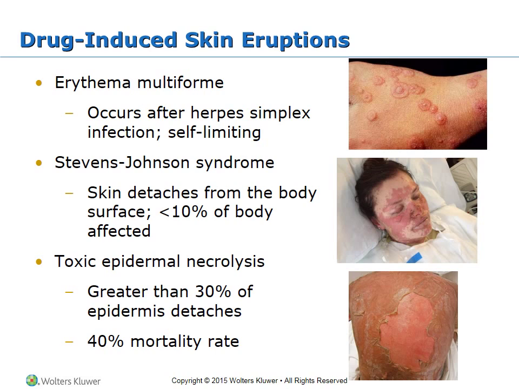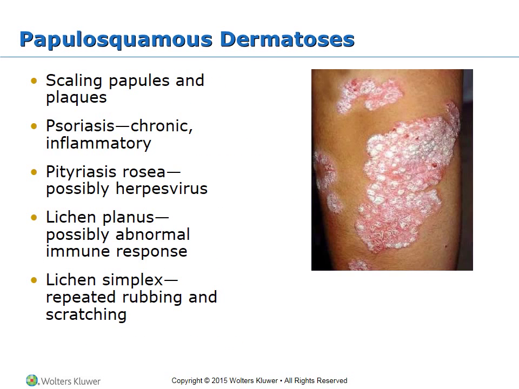The last one listed here is toxic epidermal necrolysis, and this is greater than 30% of the epidermis detaching, and there is a 40% mortality rate. So these patients are for sure admitted to a burn unit. You can see here it very much looks like our patient has suffered a burn, with the skin detached and peeling away. So they're very much treated like they have a burn. We have to protect their skin because they're losing those outer layers. We have to regulate their temperature and all of that as well.